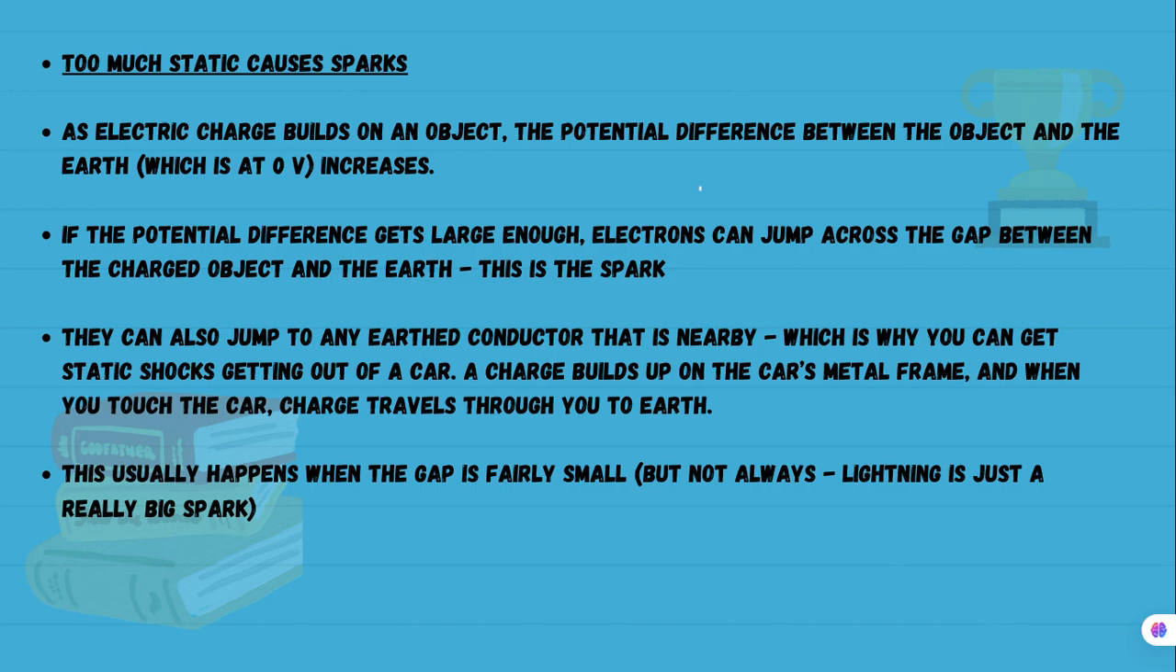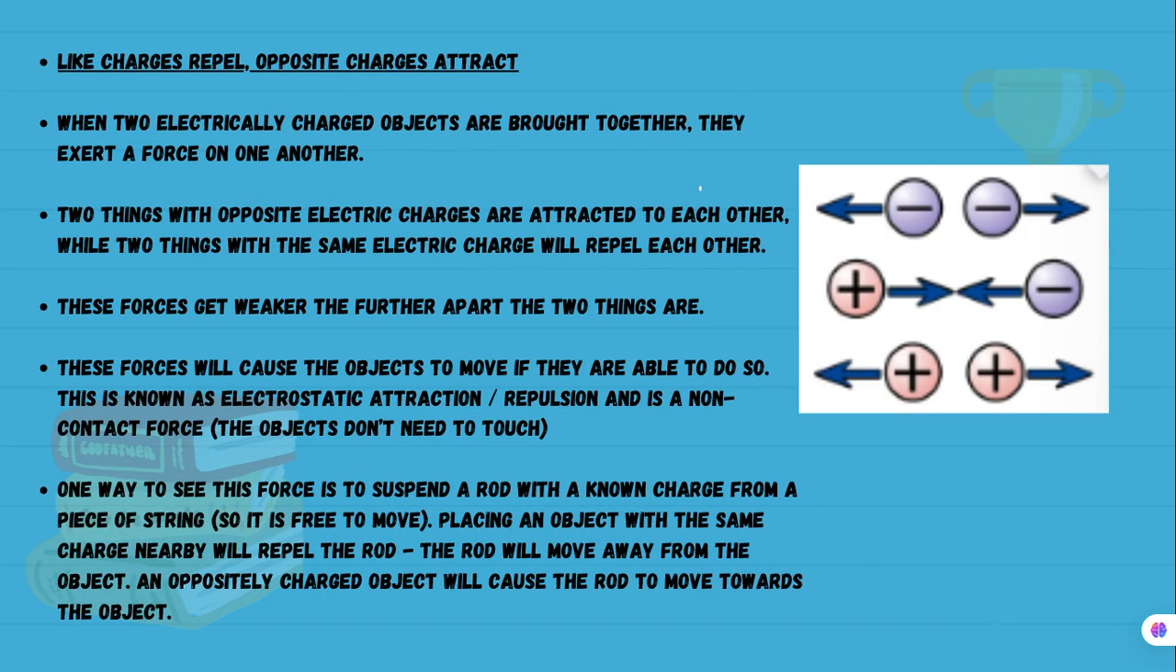They can also jump to an earth conductor that is nearby, which is why you can get static shocks getting out of a car. A charge builds up on the car's metal frame, and when you touch the car, charge travels through you to the earth. This usually happens when the gap is fairly small, but not always. Lightning is just a really big spark.